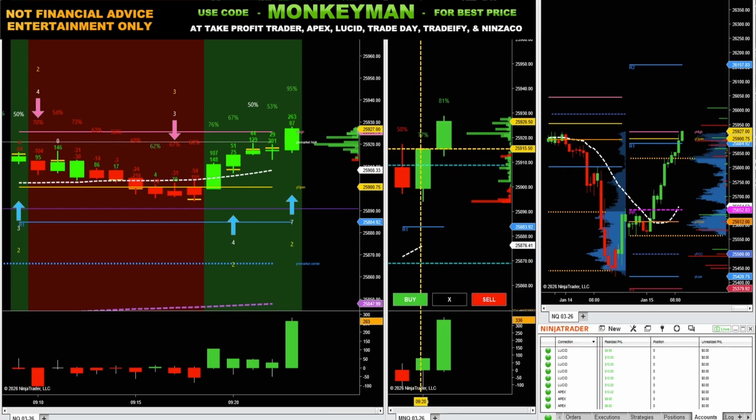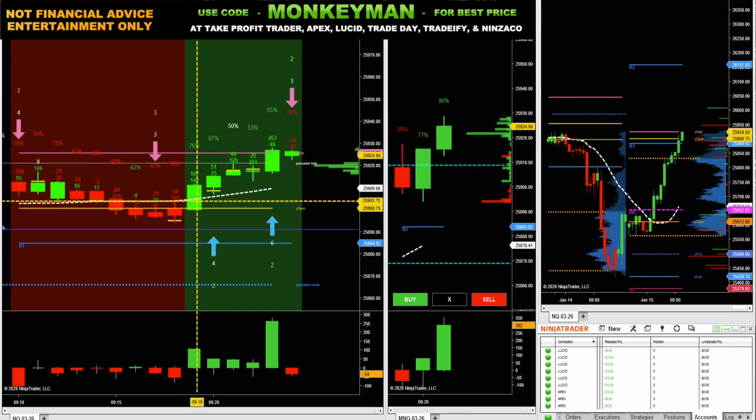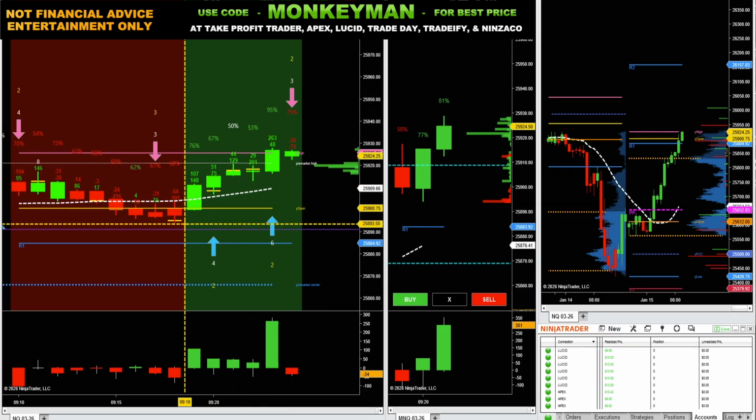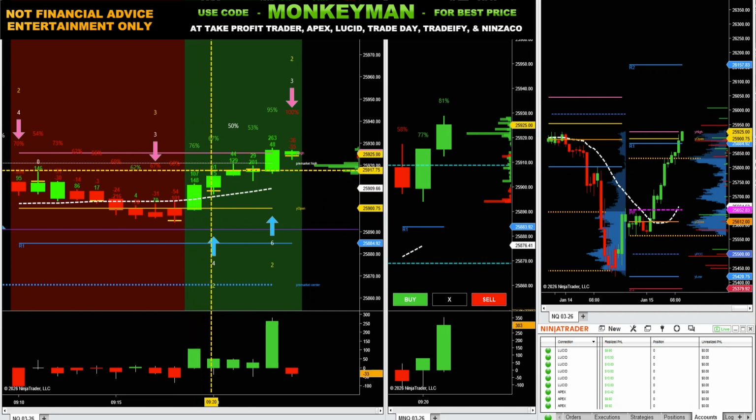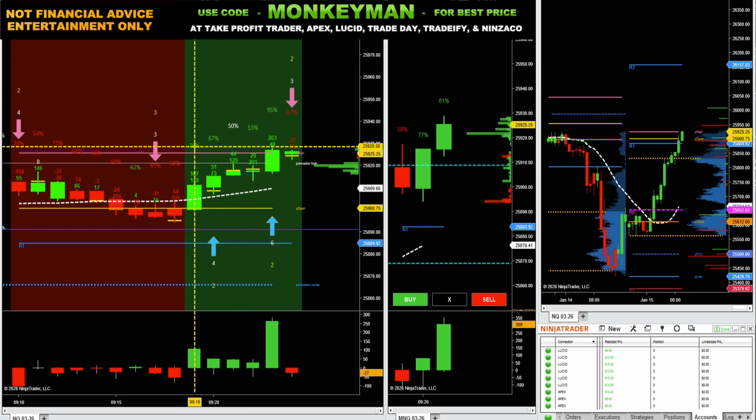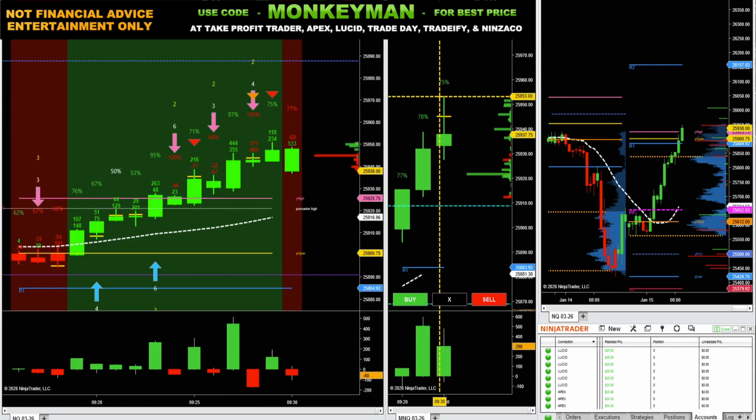77% positive imbalances. Getting a nice push up here. We've had green on green action on the 1-minute. Cumulative delta background has been green. The double Heiken Ashi has been green. Positive delta on both the NQ and the ES the whole way up. Positive imbalances. Alright, I had to go for the short.